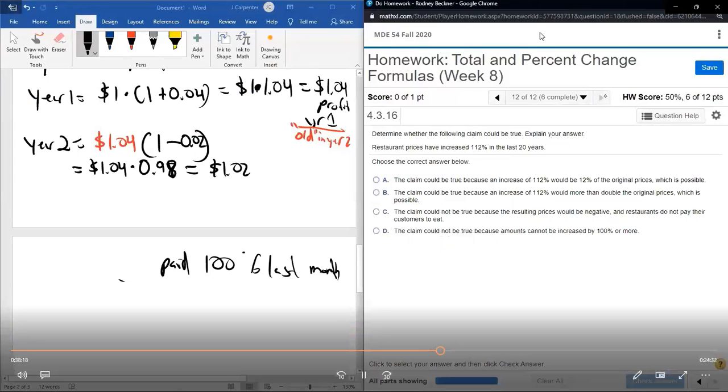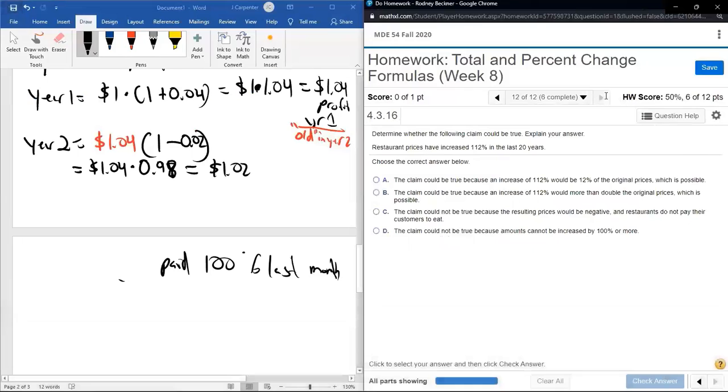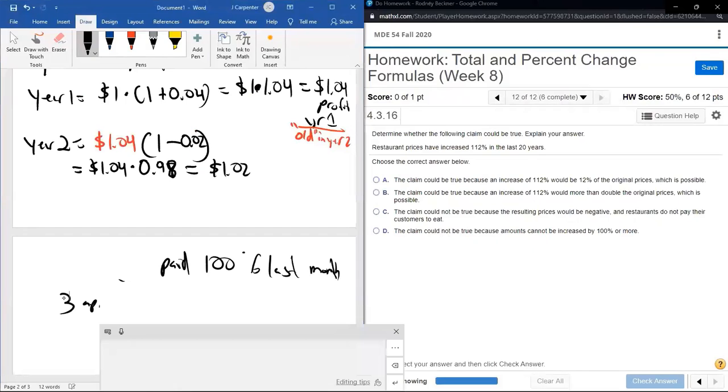Well, increase negative, that's obviously wrong. The claim could not be true because amounts cannot be increased by more than 100%. That's completely wrong. We can increase amounts more than 100%. If you sold 3 apples, or what was it I said? I think it was 2 apples.